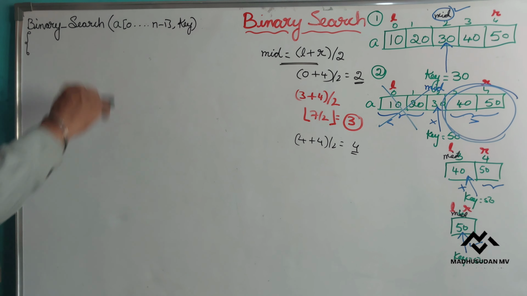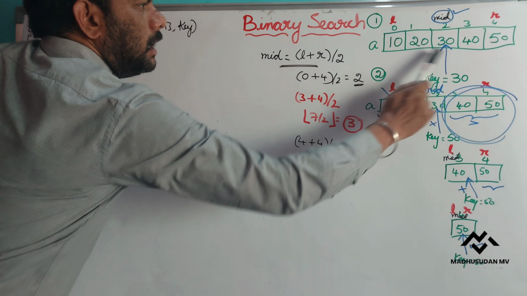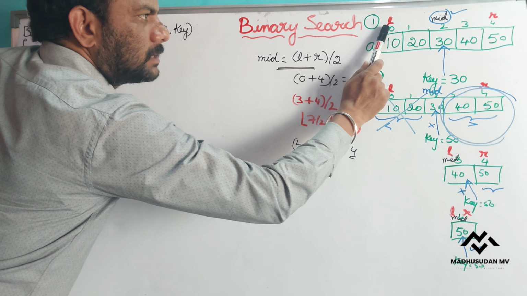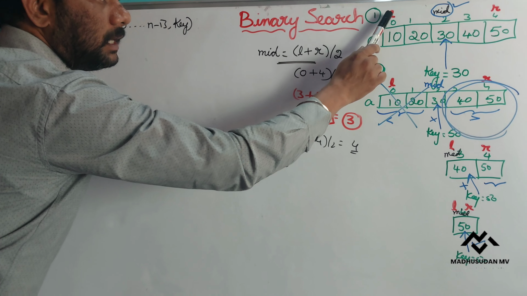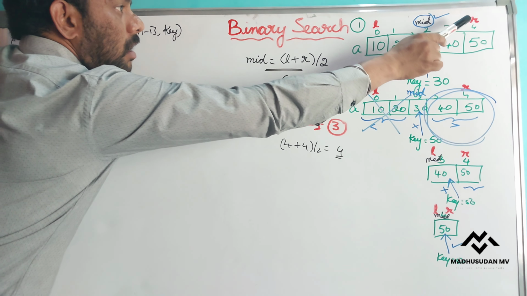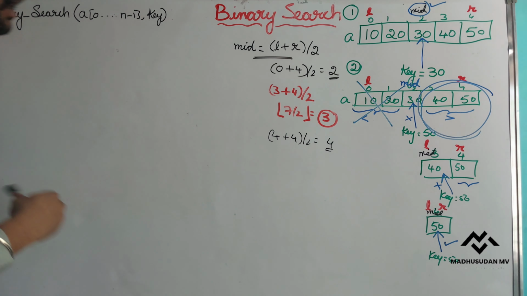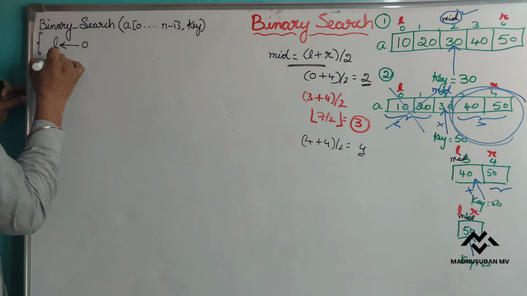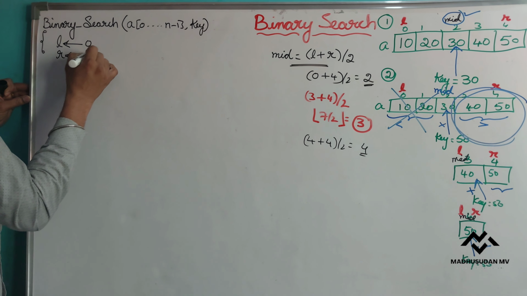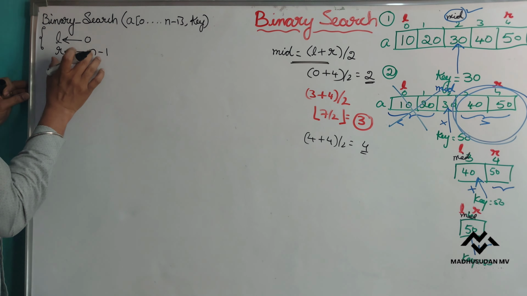Initially, as soon as we take the array, we take the leftmost index and the rightmost index. Generally, which one do we take as the leftmost index? For L, that is the 0th one. The last index, that is n minus 1, is R. So initially L is 0 and the rightmost index R is n minus 1. This is what we took.